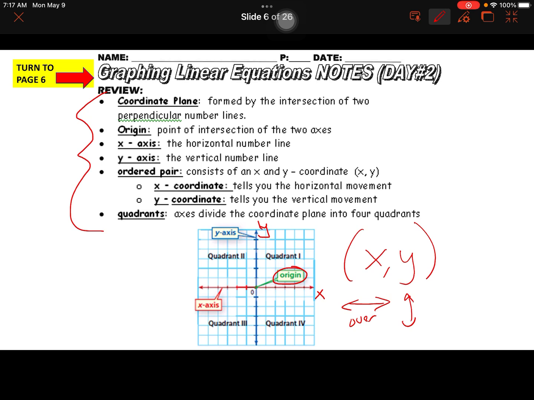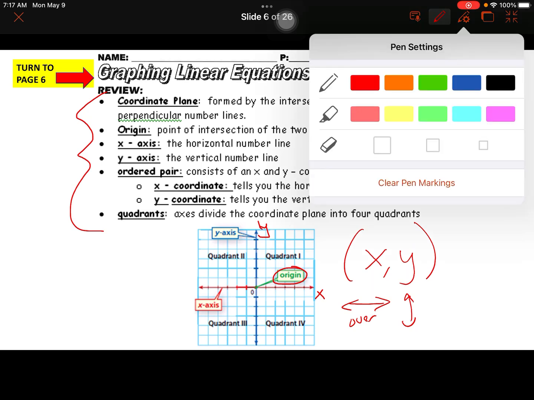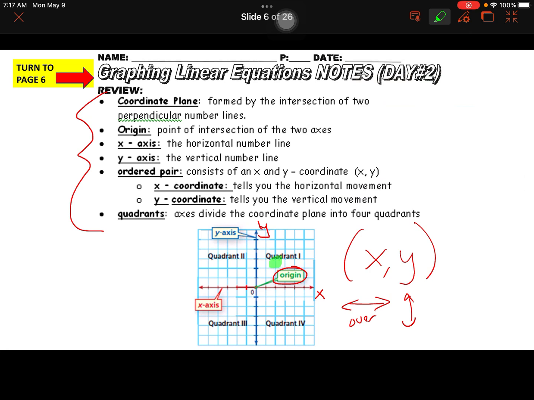We start here, and we always use Roman numerals. If you think about it, coordinate plane starts with the letter C. If I was going to make a capital letter C, I would start up here in quadrant 1, and then I would go like this. That's kind of the order: quadrant 1, quadrant 2, quadrant 3, and then quadrant 4.